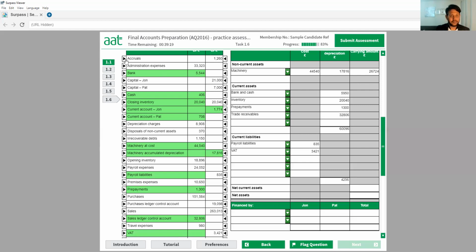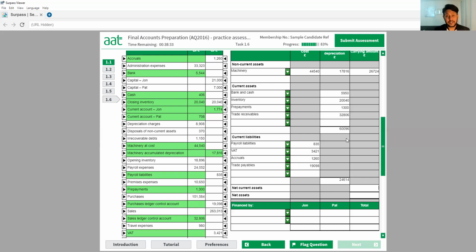Then what else we have? On the top we have accruals. We have to take the accruals. Accruals is always a current liability. 1,260. And what else we have? Have the purchase ledger control. That is trade payable. Okay, the trade payable is 19,098. Now I have to find the net current asset.